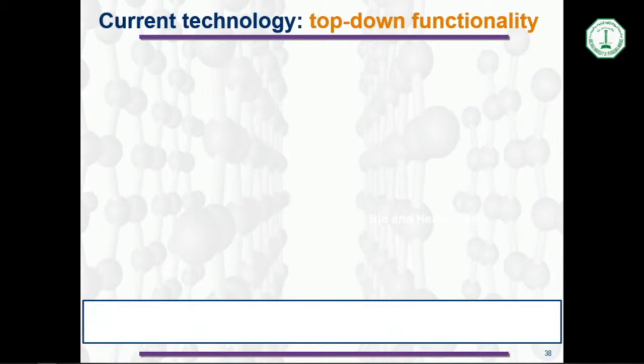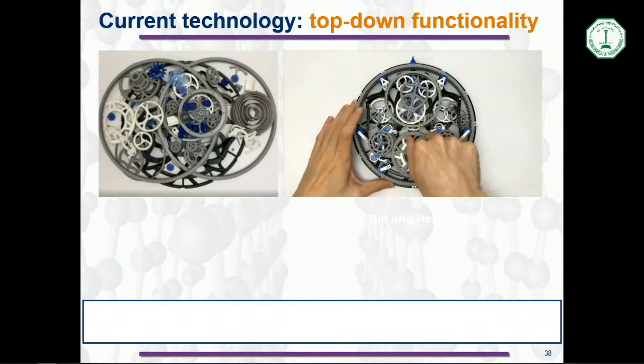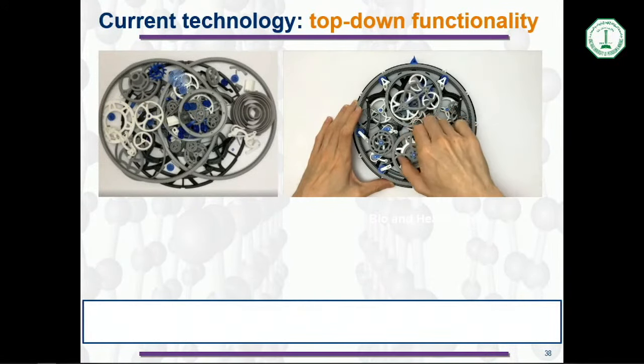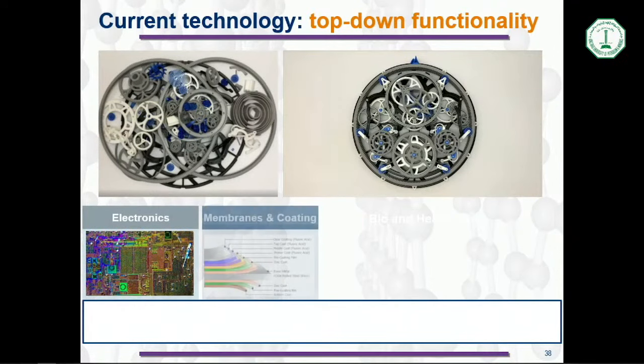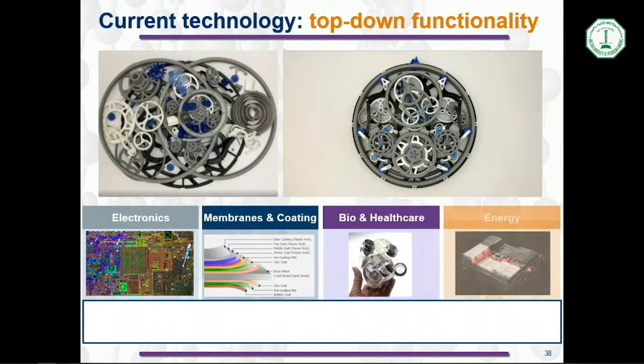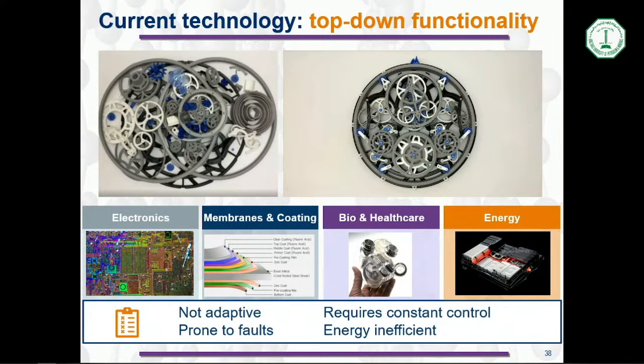The biggest problem with our technology is that it's so-called top-down or bottom-up functionality: individual components are not functional. They don't do anything. You really need to assemble them, and then you can create something functional, something which operates. And it's true about robotics, about clockwork, about transistors, about membranes, just really about everything.